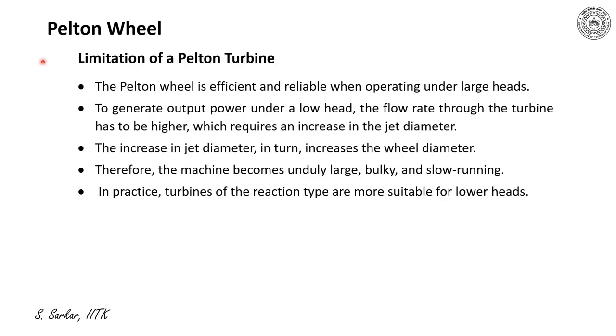Let me remark now about limitations of a Pelton wheel. The Pelton wheel is efficient and reliable when operating under large head. To get output power under a low head, the flow rate through the machine has to be higher, which requires an increased jet diameter. The increase in jet diameter in turn increases the wheel diameter. Therefore, the machine becomes unduly large, bulky, and slow running. In practice, for a lower head, we switch to reaction turbines, which are more suitable for low head.